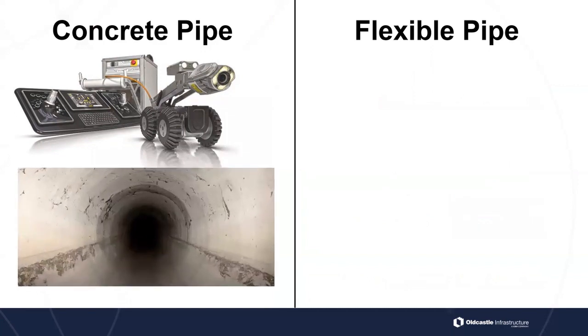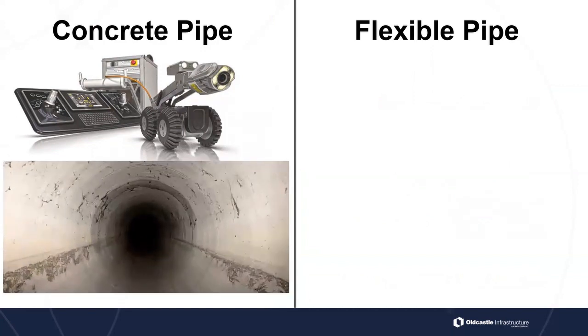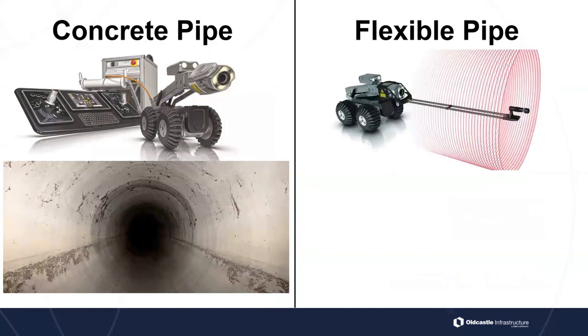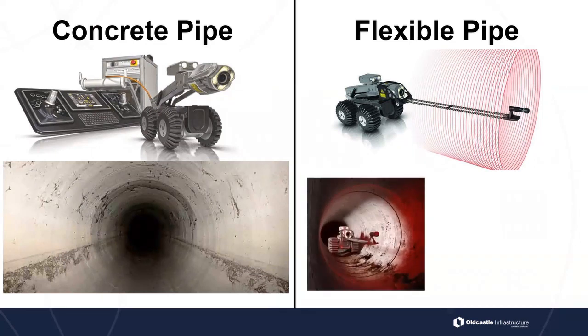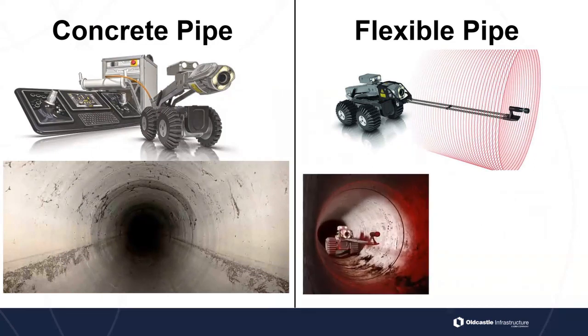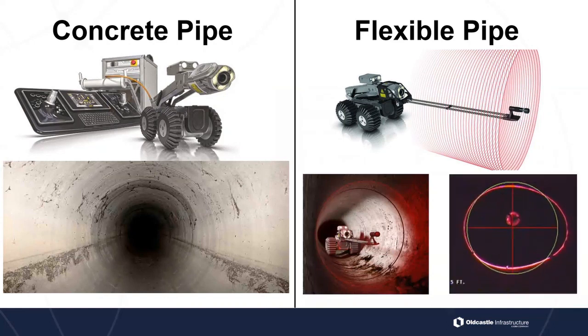So for concrete pipe, rigid pipe here, we go in with our CCTV. We've got a video that goes through and looks at it. Now with flexible pipe, you can use this laser scanner, this deflectometer that they attach to the video. So you can go through and do both. So you can see what the deflection is, and it shows up on a little graph like this.